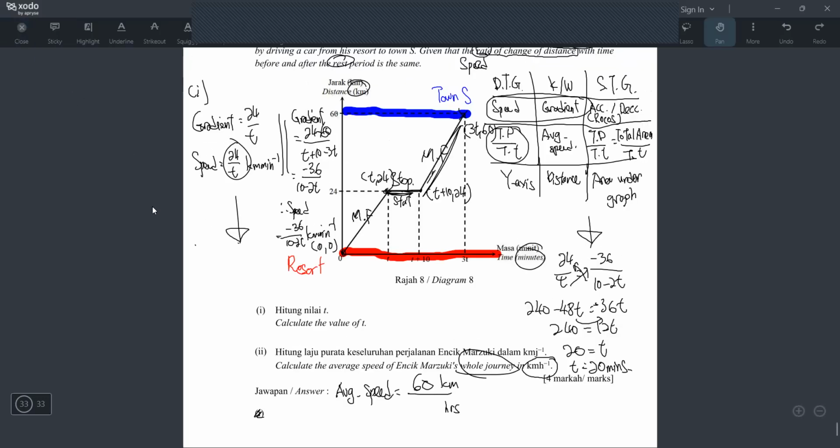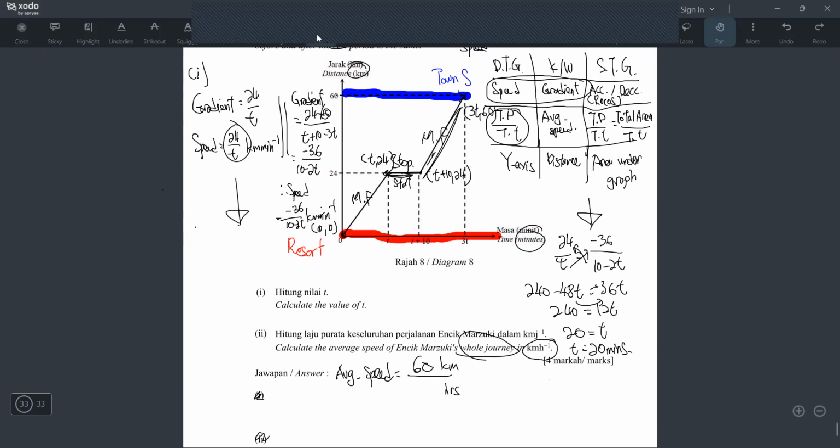But maybe students don't understand why it's 60, so I have to break it down and explain slowly. Why is it 60 total distance? Here he moved how many kilometers? 24 kilometers. Here there is no movement because he stopped. And then here he moved another how many? 36, because 60 minus 24 is 36. So what happens if you take 36 plus 24? You get 60. That's why the total distance is 60.